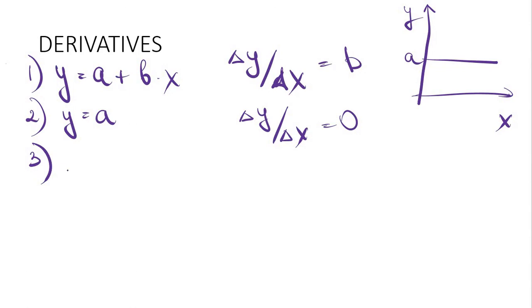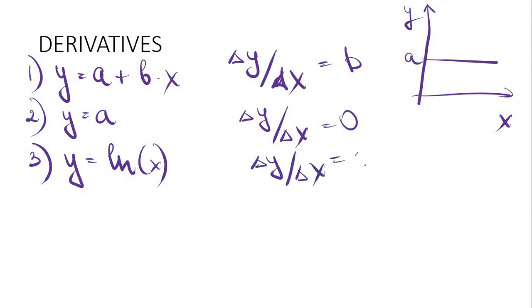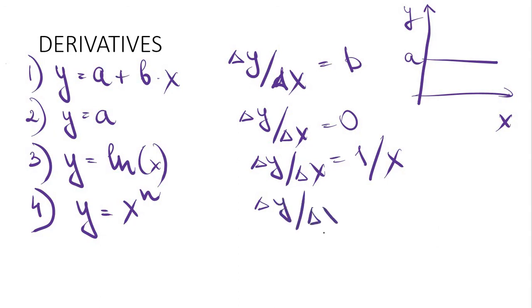If we discuss a logarithmic function, then y is the natural logarithm of x, then dy over dx will be equal to 1 over x. If we discuss a polynomial function where y is equal to x to the power of n, then dy over dx will be equal to n times x to the power n minus 1.